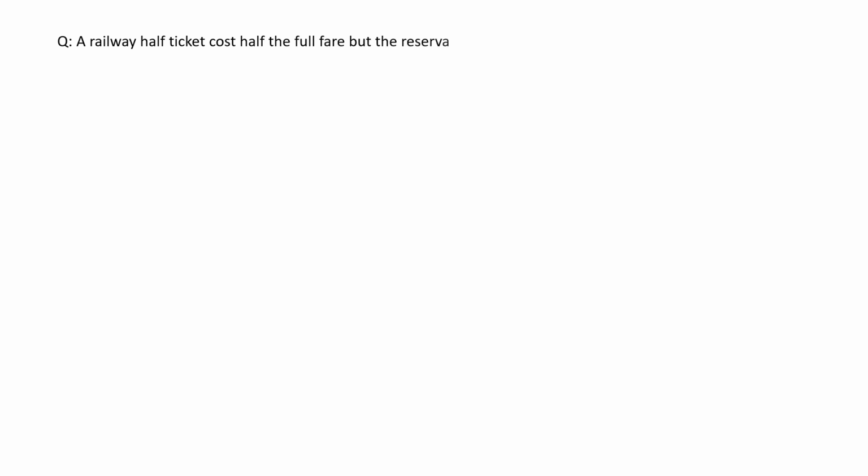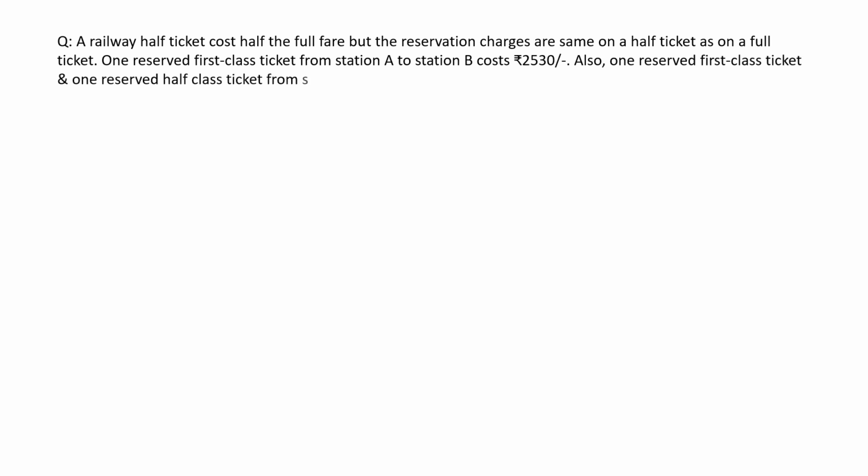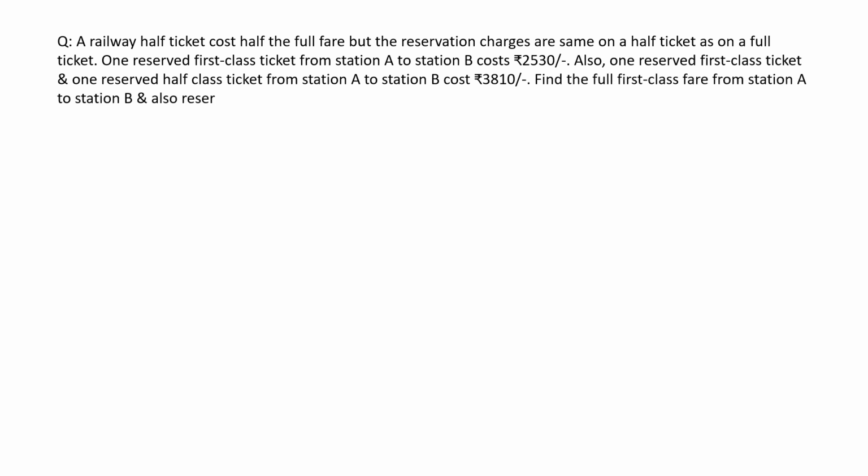A railway half ticket costs half the full fare, but the reservation charges are the same on a half ticket as on a full ticket. One reserved first class ticket from station A to station B costs rupees 2530. Also, one reserved first class ticket and one reserved half class ticket from station A to station B cost rupees 3810. Find the full first class fare from station A to station B and also the reservation charge for a ticket.